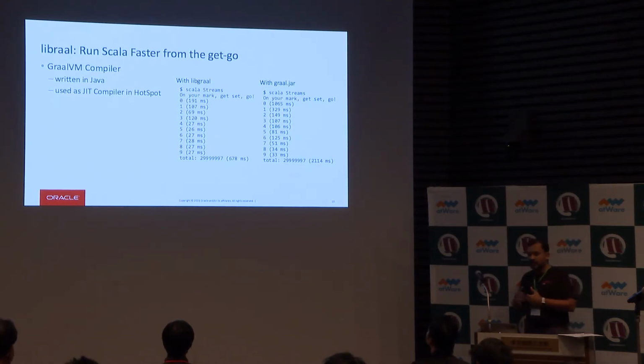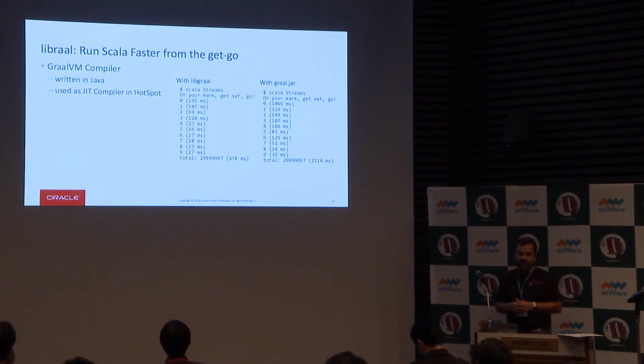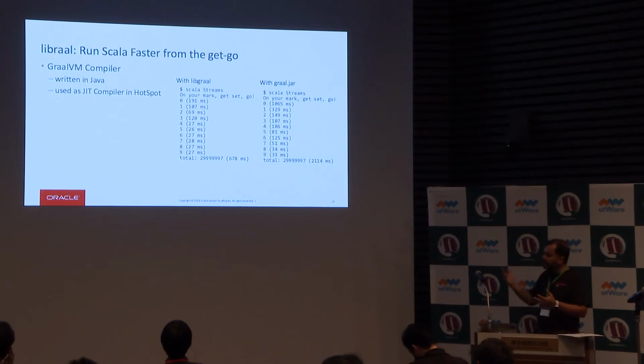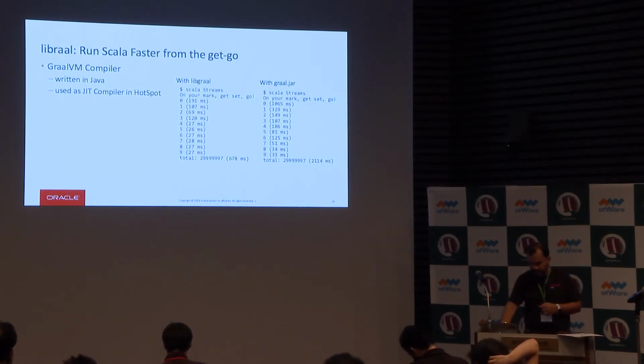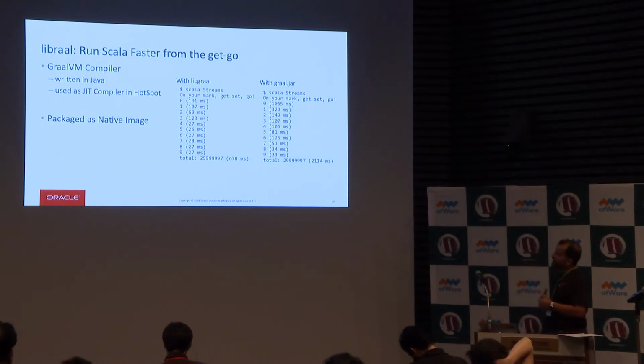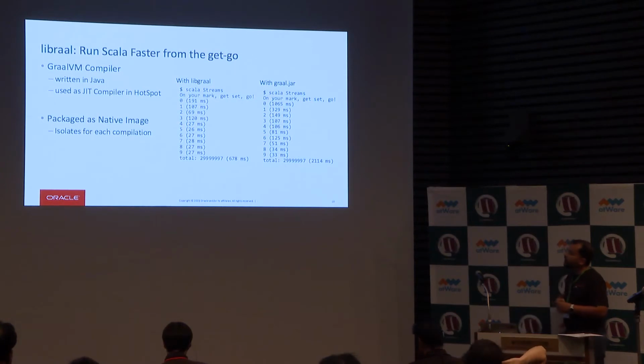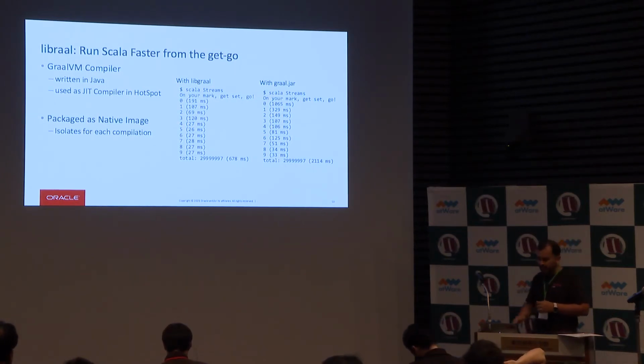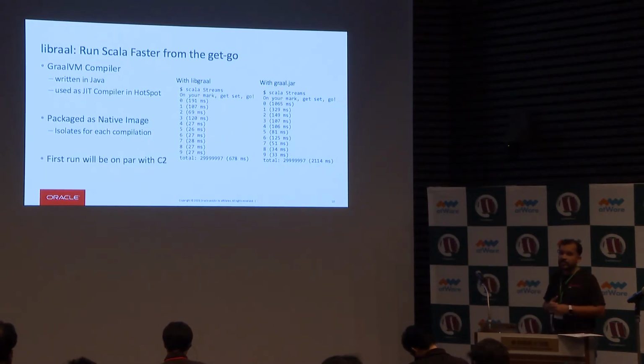So I encourage you to use the latest versions, so version 19 for that and so forth, right? So you don't get any interference with your GC and profiling and things like that. So we'll release even more of these resources down the stream as well. So it's packaged as a native image. And on top of it, it isolates easier for each compilation. So then it just throws away what you don't need from there. And the first run becomes on par with your C2, right? So in that sense.